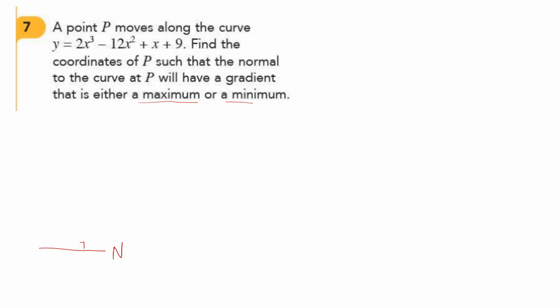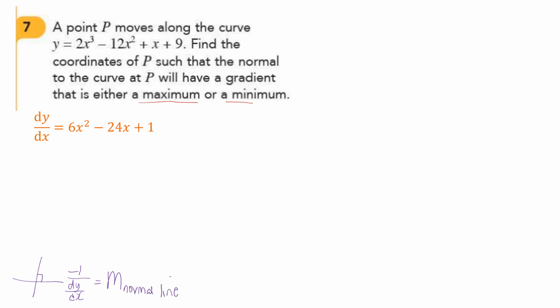So what we're going to do is find dy dx first. And then if you remember the connection between the normal and the tangent line, basically they're perpendicular to each other, right? So therefore the gradient of your normal line is -1 divided by the gradient of your tangent line. -1 divided by dy dx gives you the gradient of the normal line. So this is the concept we're going to work on.